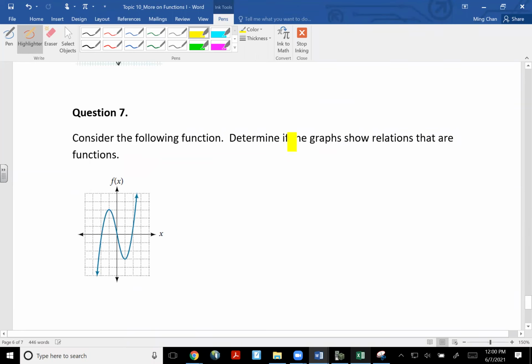All right, consider the following function, determine from the graph whether the relation is a function or not. So for this one, all you gotta do is the vertical line test. So yes, it is a function.